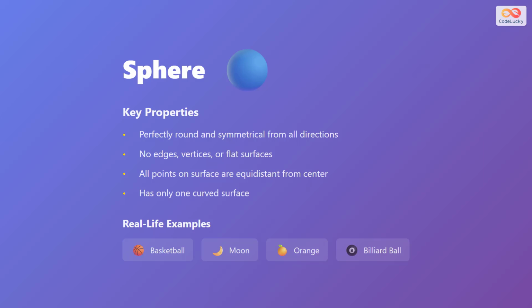A sphere is a perfectly round, three-dimensional shape where every point on its surface is the same distance from the center. Think of a basketball or a globe. Spheres have no edges, no corners, and no flat surfaces. They are completely smooth and curved. The distance from the center to any point on the surface is called the radius. Because of their shape, spheres roll smoothly in all directions.